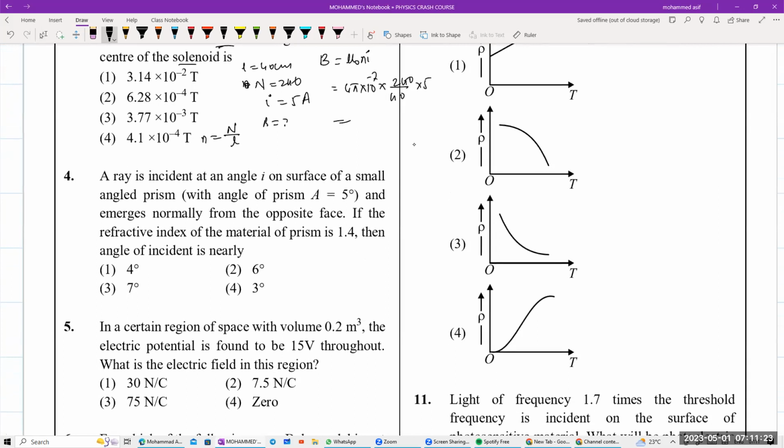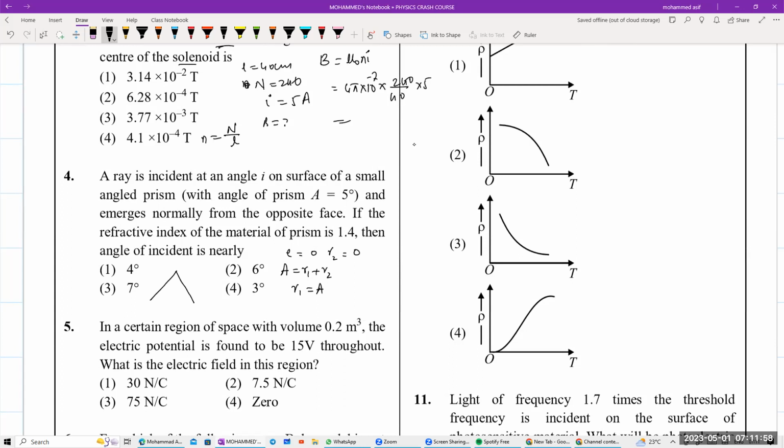The rays incident at an angle I on the surface of a small angled prism with the angle of the prism 5 degree and emerges normally from the opposite face. If the refractive index of the material of prism is 1.4, then angle of incidence is nearly how much will be? So अगर emerging normally है तो angle of emergence कितना बन जाएगा बेटा? 0, isn't it? तो R2 की वैल्यू भी 0. You know the formula, angle of the prism will be equal to R1 plus R2, isn't it? तो R1 will be equal to angle of prism के बराबर हो जाएगा.